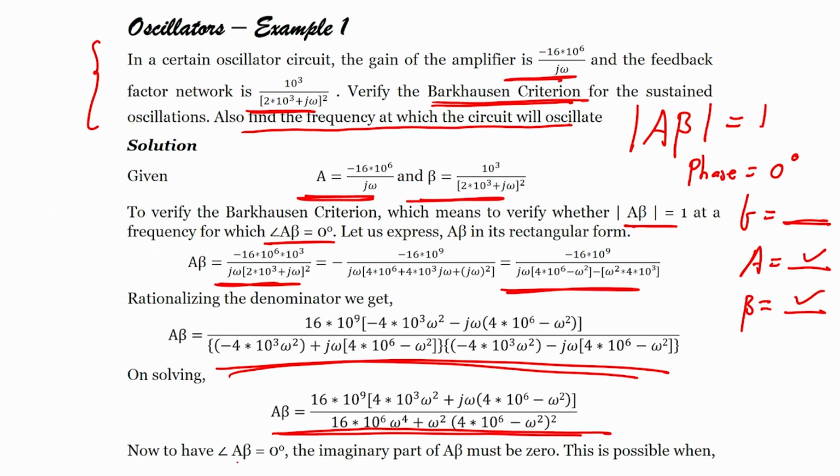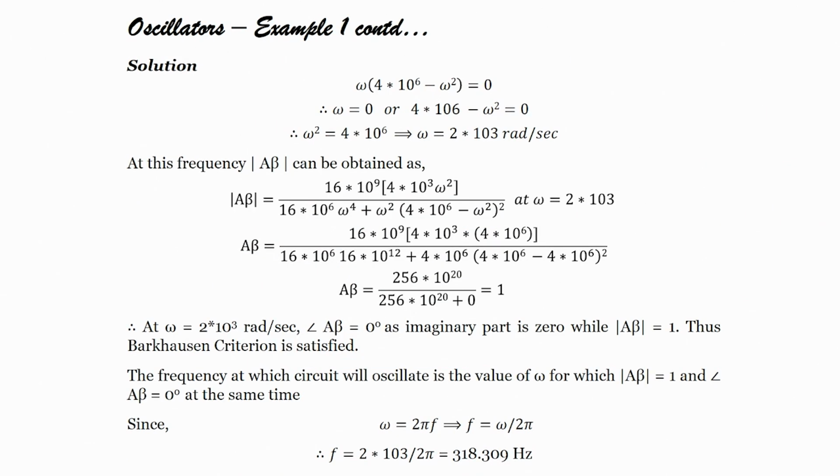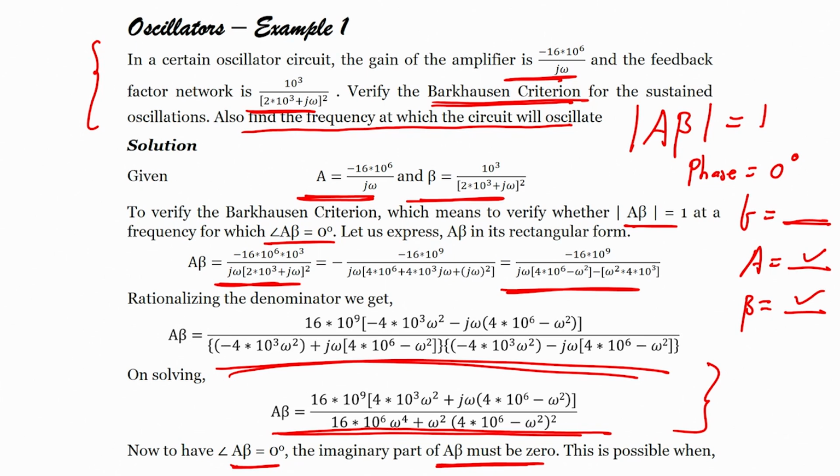Now, the phase of A beta equals 0 degree, that is a criteria. So, the imaginary part of A beta must be 0. Which is the imaginary part in this particular equation? We have to see and make it 0. This is possible when we have omega into this value equals 0. You see here, where is the imaginary part? Imaginary part is here, this part, you see the imaginary part.